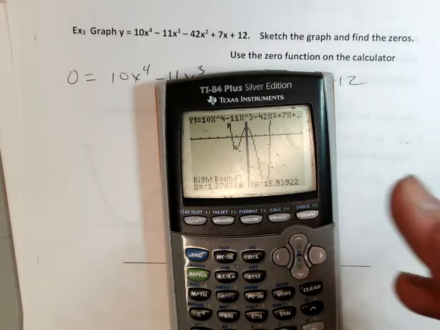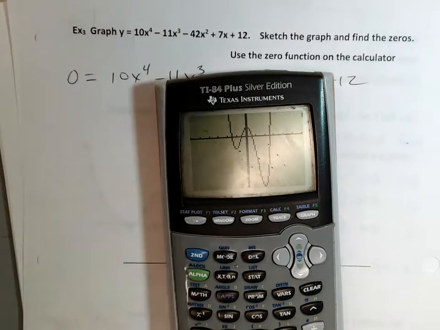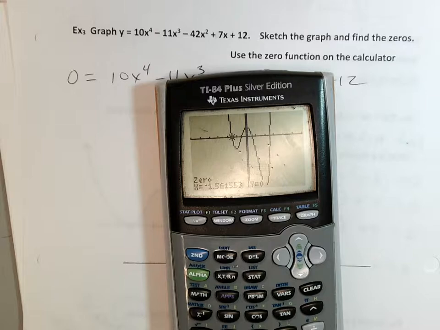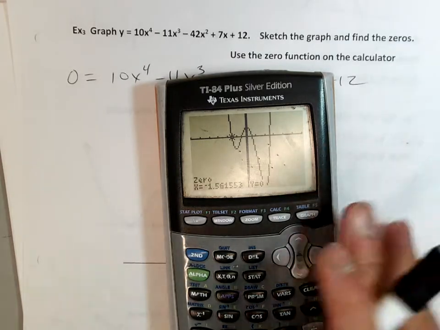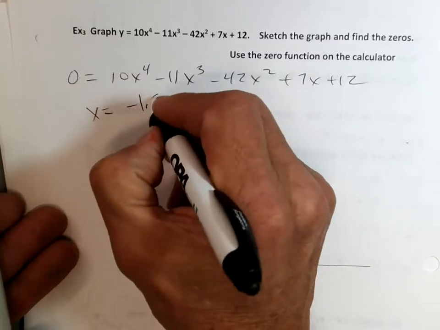I'm at the right of that point now. Enter. Guess. I'm not going to guess. So I'm telling the calculator, hey, I've got a 0. Look right in here. See, it's got little arrows in there. So look right in here. And it is right in there, right? So guess. Push enter. Boom. What do I get? About negative 1.50. Hey, hey, hey. Negative 1.56. So one of my x-intercepts is negative 1.56.